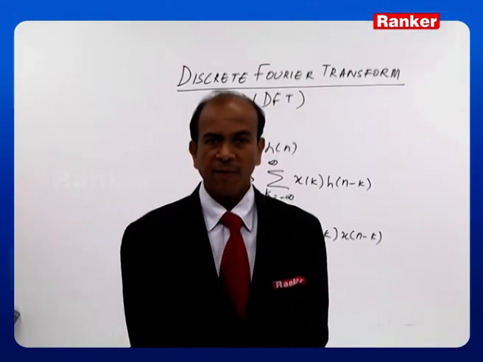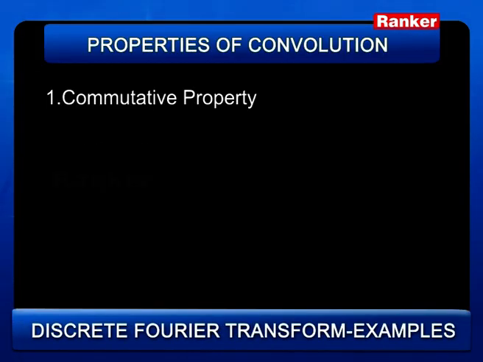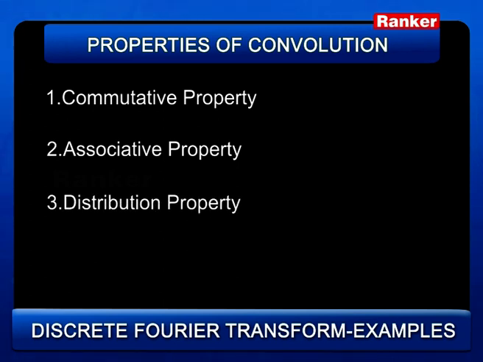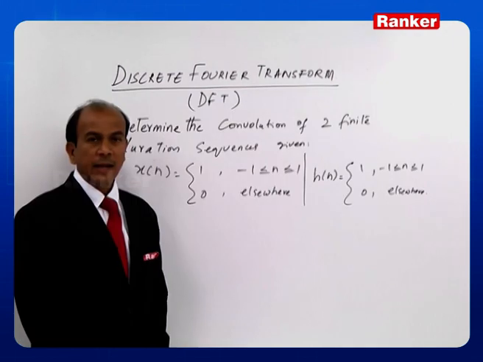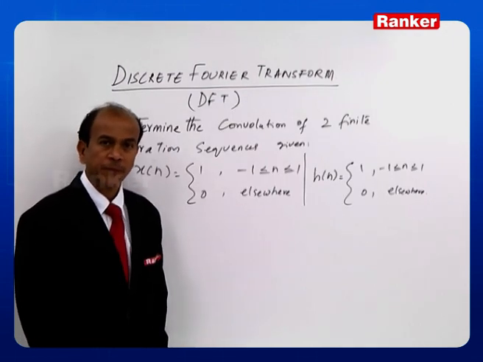The different properties of convolution are: it is commutative, it is associative, and it also satisfies the distribution property. So these are the three different properties of convolution: commutative, associative, and distribution. We should be conversant with these three properties. Let us see an example on convolution.